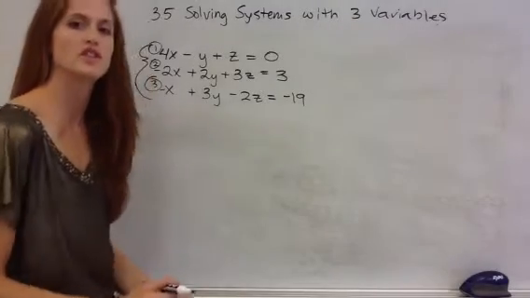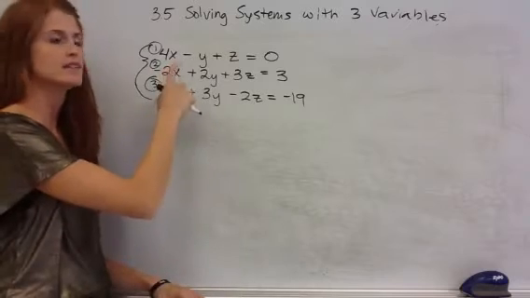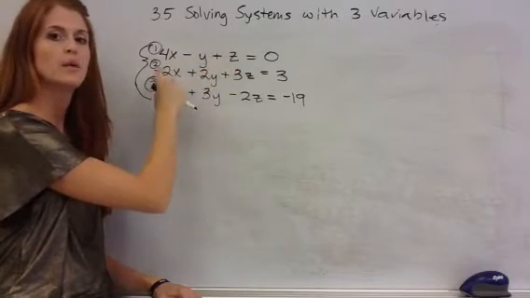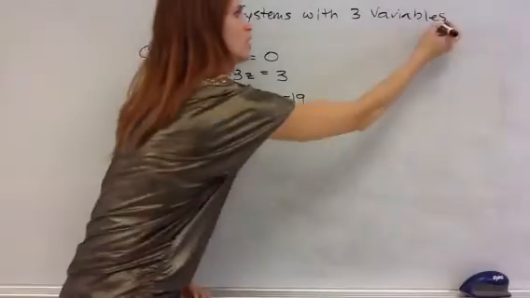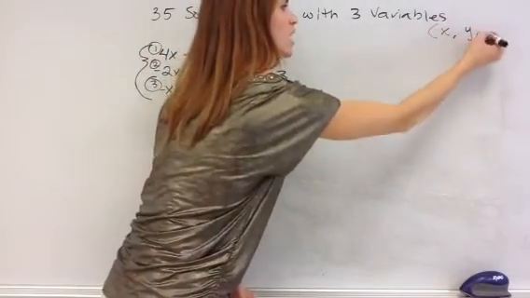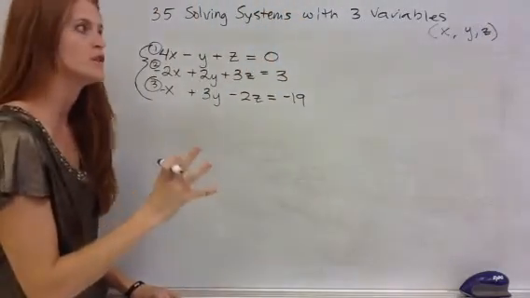Solving systems of equations with three variables. To do this, what we're trying to find is an x, a y, and a z that when we plug it in will make all three equations true. So I'm looking for x, y, and z. To do this, there are a few steps.